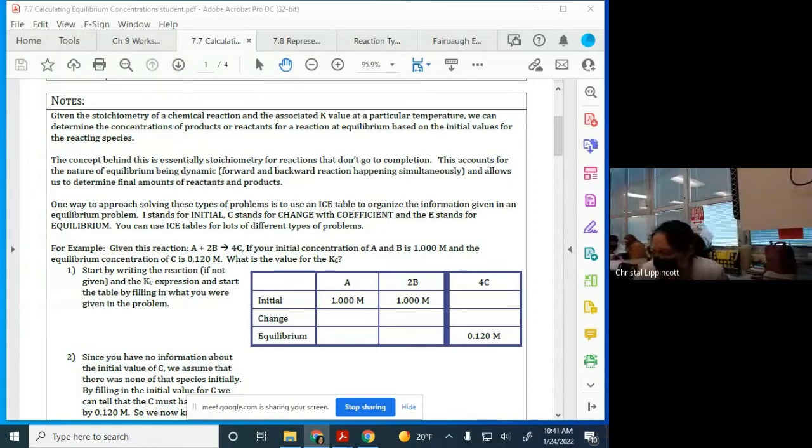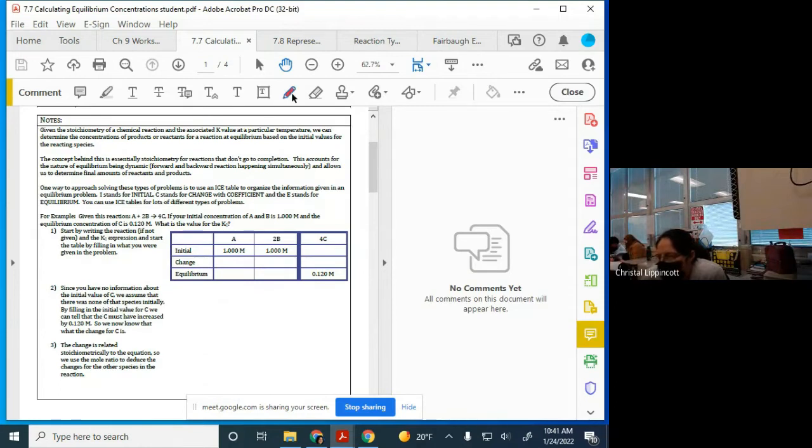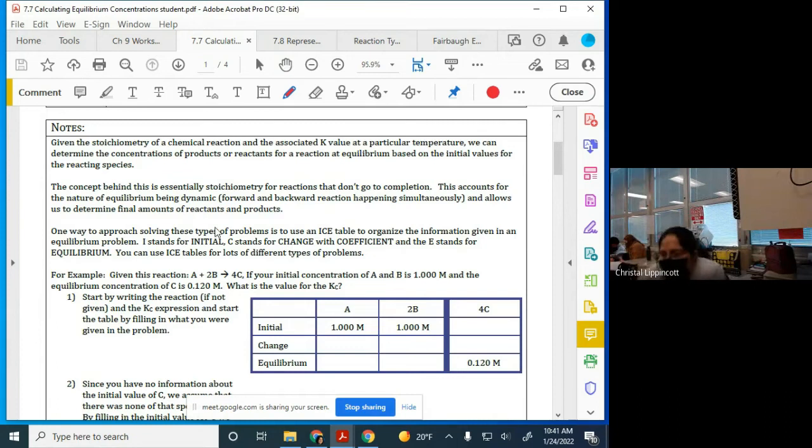So we're going to start kind of hardcore into ICE tables today, and we kind of touched on them a little bit up to this point, but we're going to actually get into them much more in detail today and try to figure out which way things run and all that good stuff.